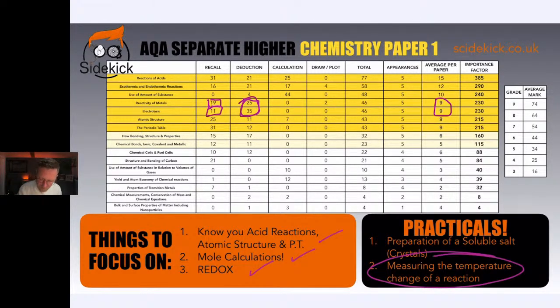And then measuring the temperature change of a reaction is very much linked to these two things, reactivity of metals and exo and endothermic reactions. These two things come together. So you can say, this metal's more reactive than that one, so when it reacts, it's going to give out more heat. So be prepared for those two questions together. Measuring the temperature change of a reaction comes up all the time in terms of practicals.